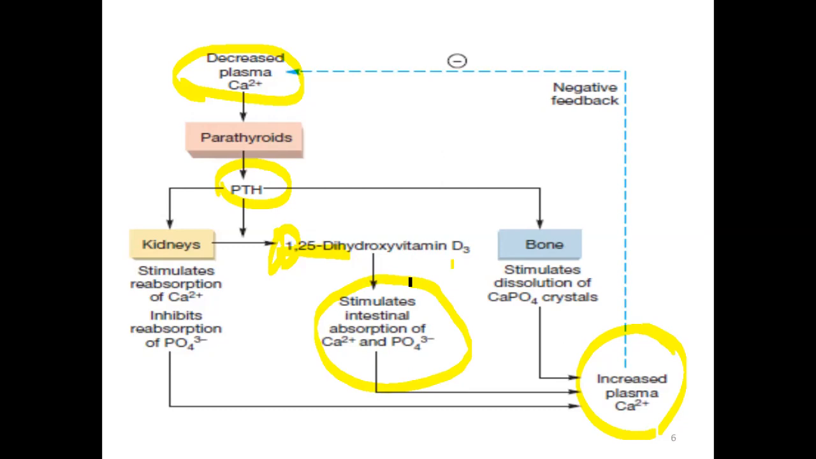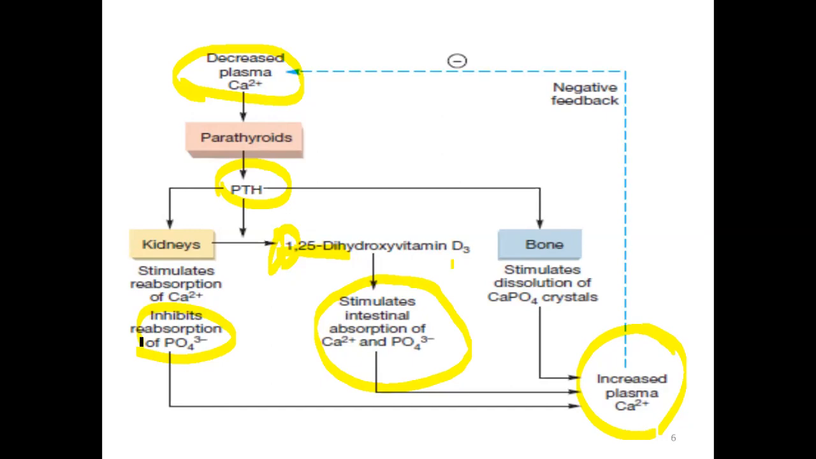Then apart from that, the kidney stimulates reabsorption of calcium and also inhibits reabsorption of phosphate. So this is the function of the kidney: when the PTH is activated, the kidney is activated to reabsorb more calcium, and this ultimately increases the calcium level.